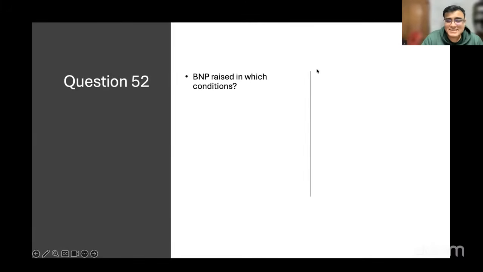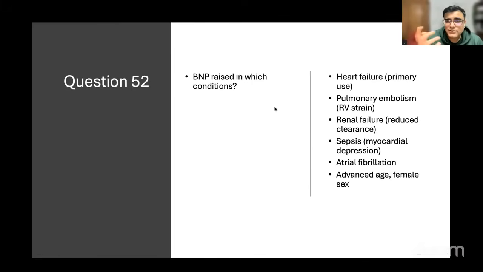BNP is raised in which conditions? I'm not sure what options they were given, but it is classically used for ruling out heart failure, not ruling in. Apart from heart failure, it can be elevated in RV failure or RV strain, pulmonary embolism, and renal failure, where reduced clearance leads to increased BNP. In sepsis, because of myocardial depression, and in atrial fibrillation or other tachyarrhythmias it can be elevated. In advanced age or female sex it can sometimes be elevated too.